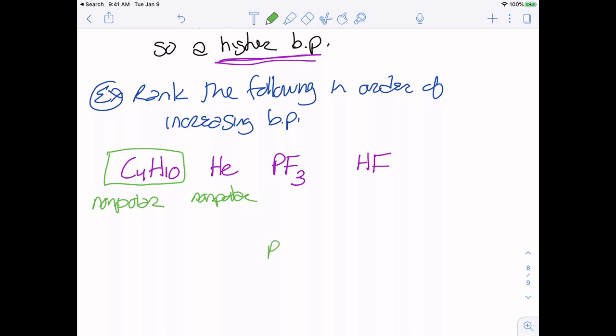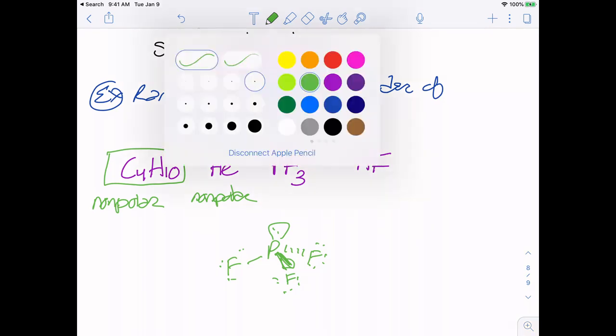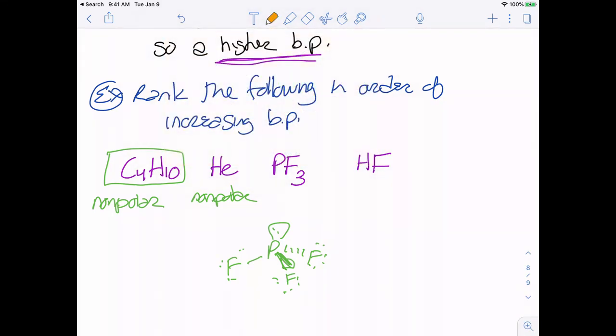PF3, this one we're going to have to draw. And again, this is going to be good practice for you guys to go back because I'm just going to draw it to give you the answers. But this one's trigonal pyramidal. Remember, we have to be able to draw the Lewis structure and then figure out the molecular geometry. It's a really ugly one, but it is trigonal pyramidal. If I was to assign bond dipoles, these fluorines are more electronegative than phosphorus. So I have 3 polar bonds. I don't have one counteracting it, so this is a polar molecule.